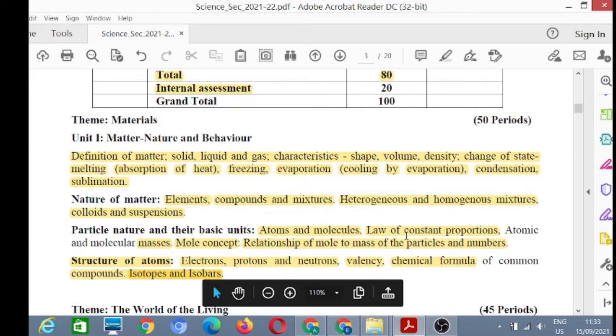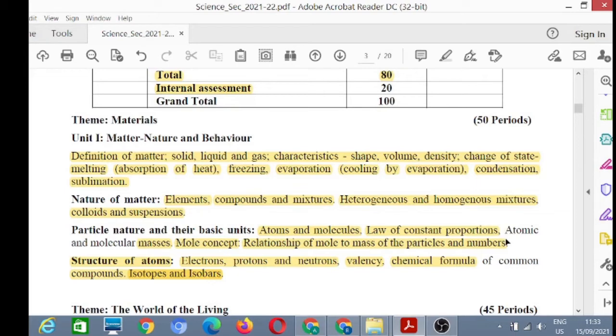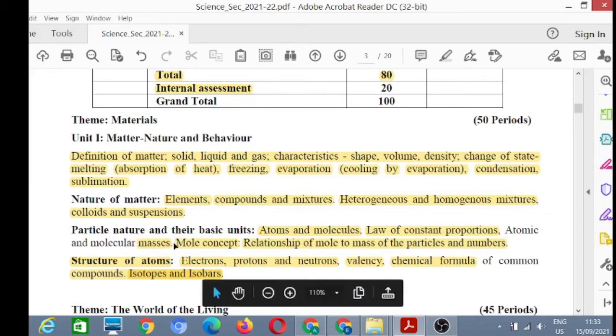Now law of constant proportions. Okay, proportions you can understand from ratio and proportion. Then atomic and molecular masses. Then mole concept. Then relationship of the mole to the mass of the particle.